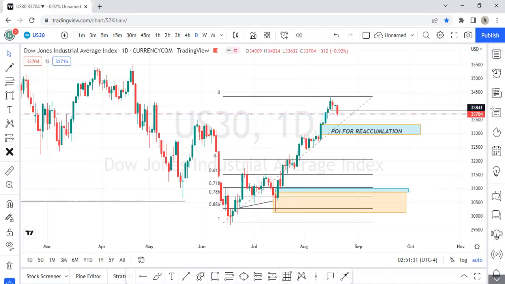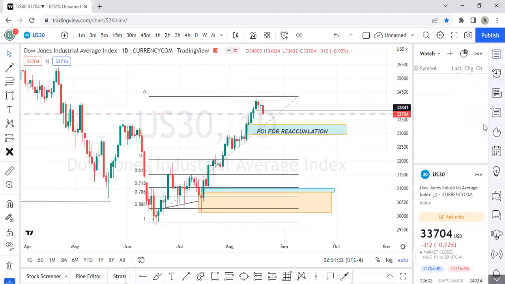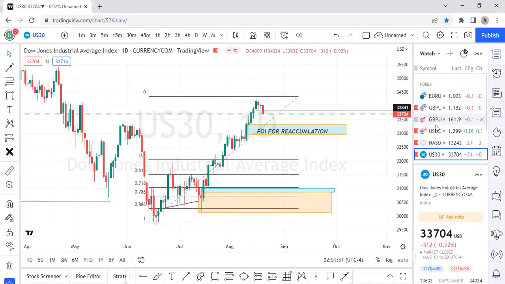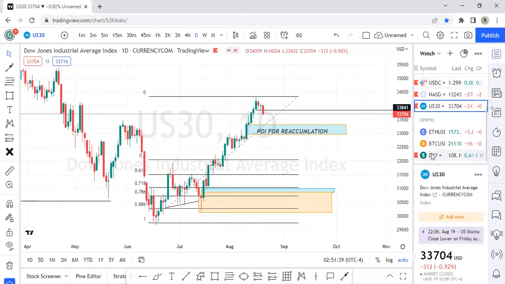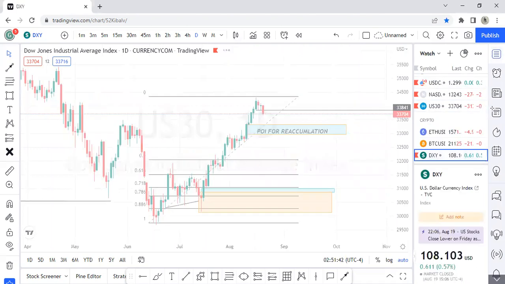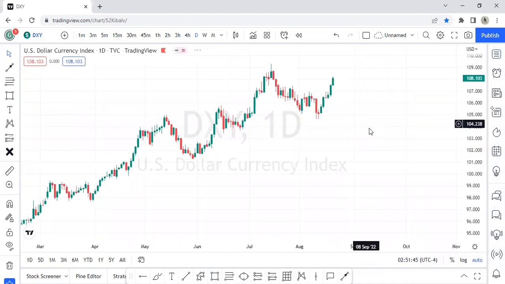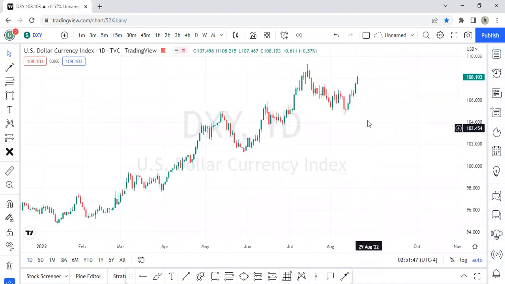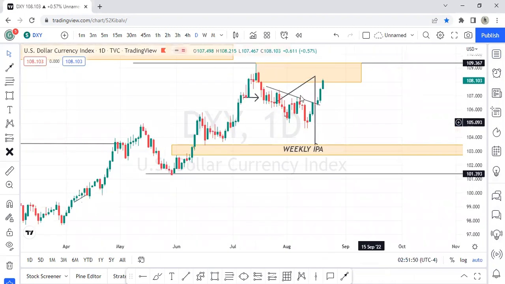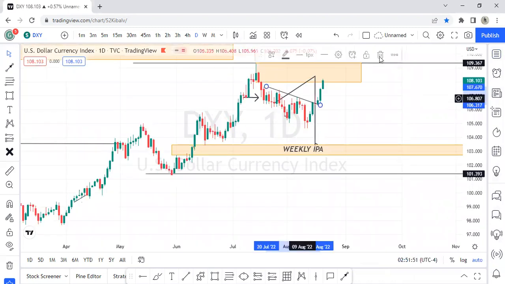So let's look at the next thing. So now we're going over to currency pairs. The first thing we want to look at is the DXY. So we're going straight over to the dollar index to see what we should expect this week, right? So looking at the dollar index, wow, this guy has been crazy bullish. So I kind of marked this out already.